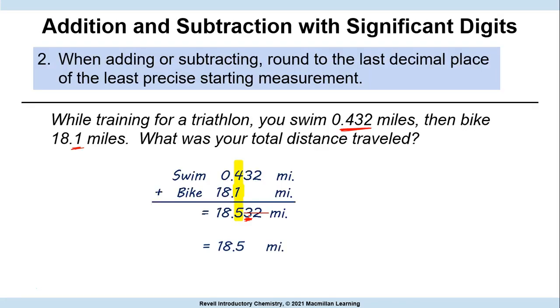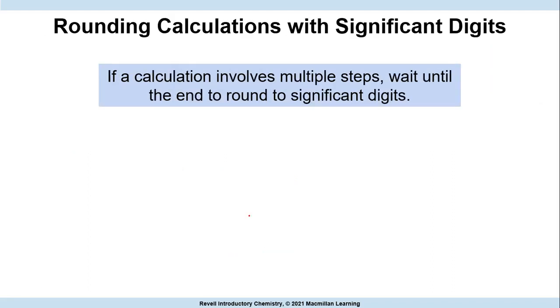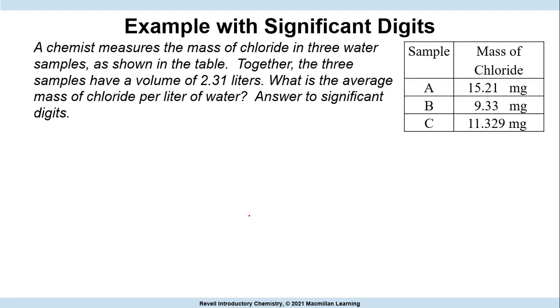Those are the rules for multiplication and division, then addition and subtraction. Remember, for multiplication and division, you choose the number with the least number of significant digits. For addition and subtraction, you choose the number with the least number of decimal places. Now looking at rounding calculations with significant digits. If a calculation involves multiple steps, you have to wait until you get to the end before you round to the significant digits. Let's look at an example here.